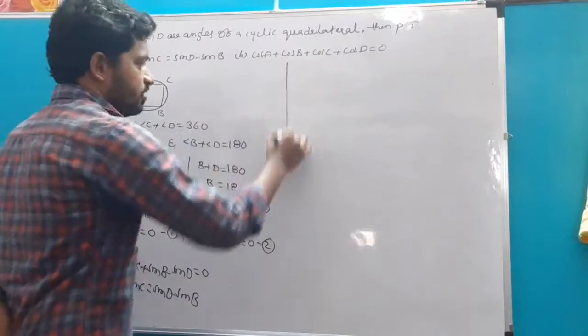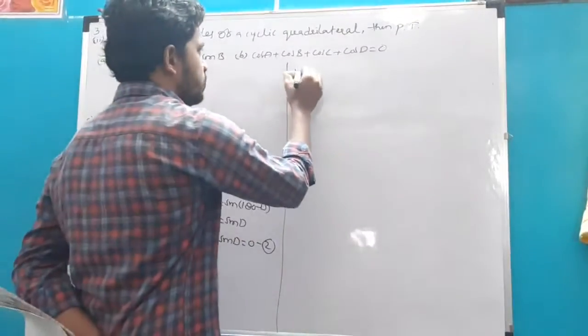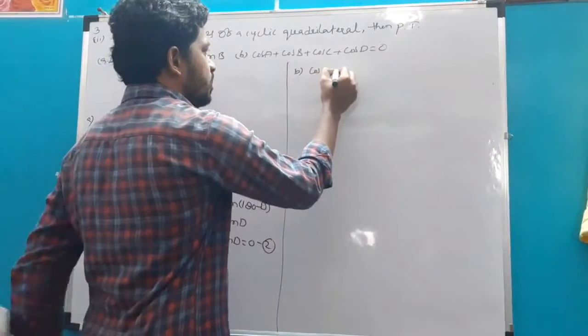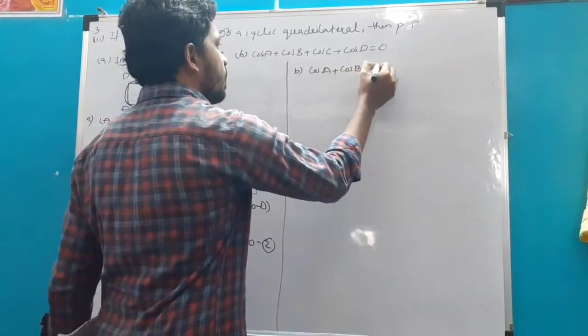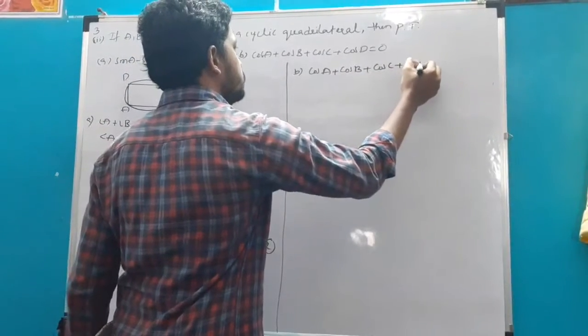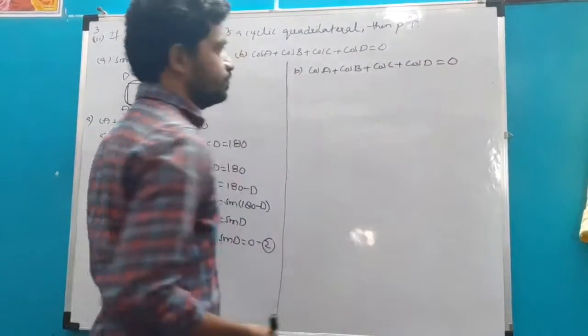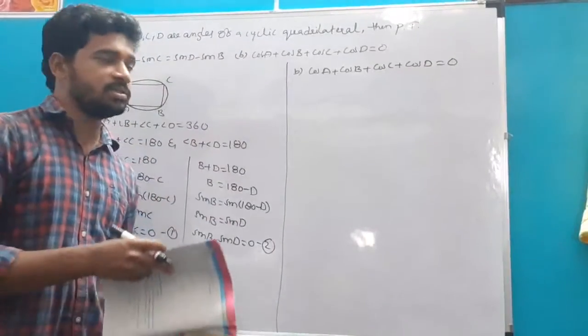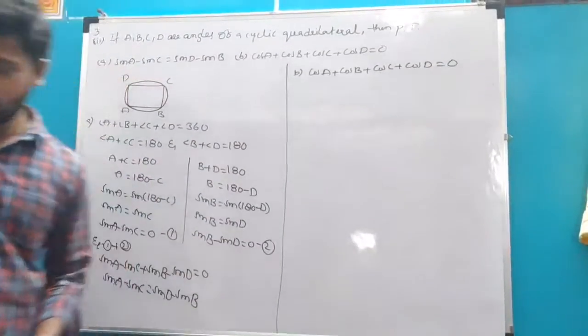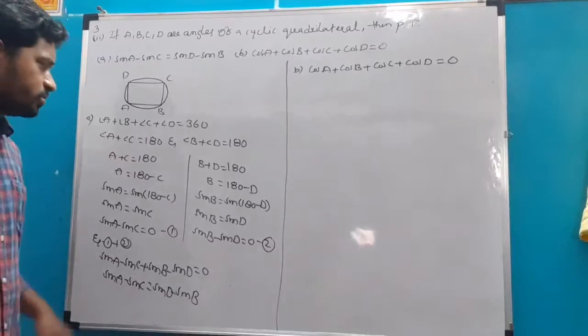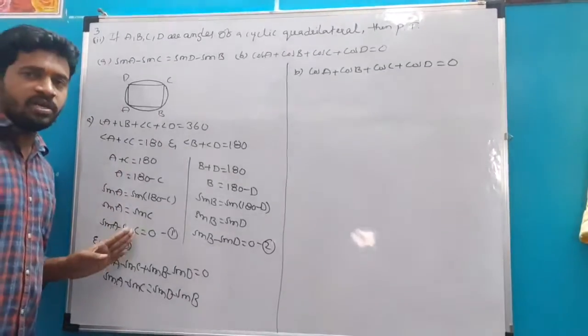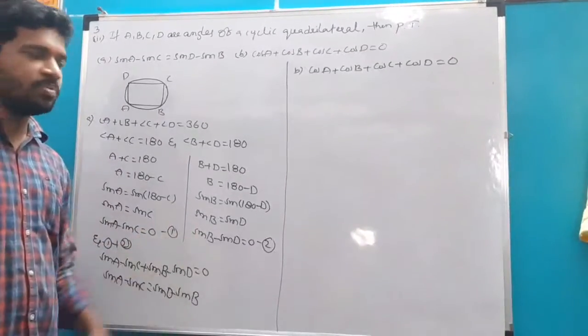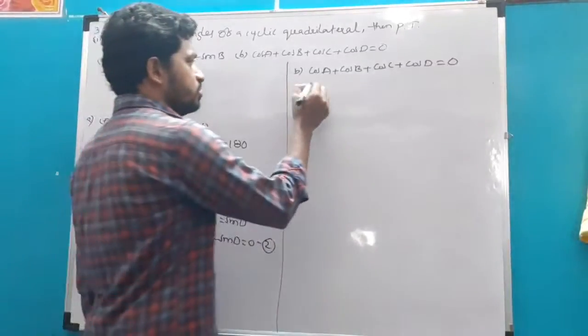Yes, next we need to prove B. So what is the B value? Cos A plus cos B plus cos C plus cos D equal to 0. So see, in the first question we applied the sin on both sides. Now apply cos on both sides.